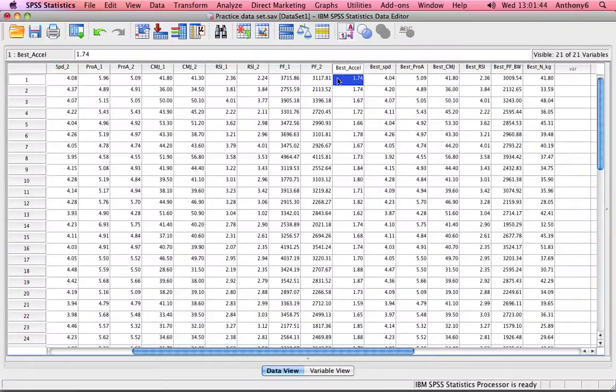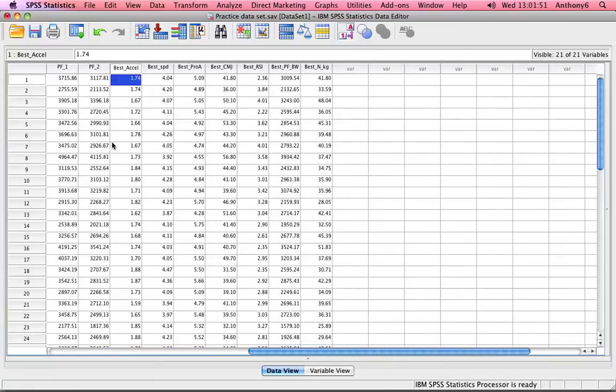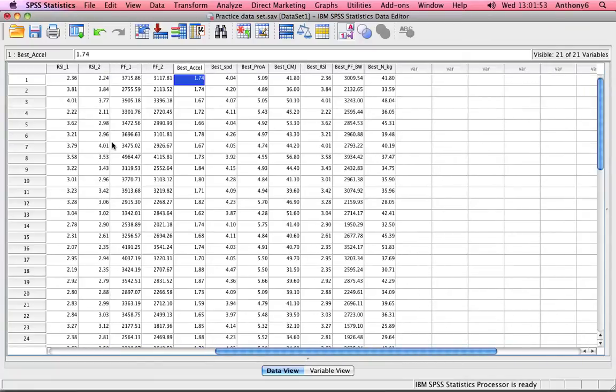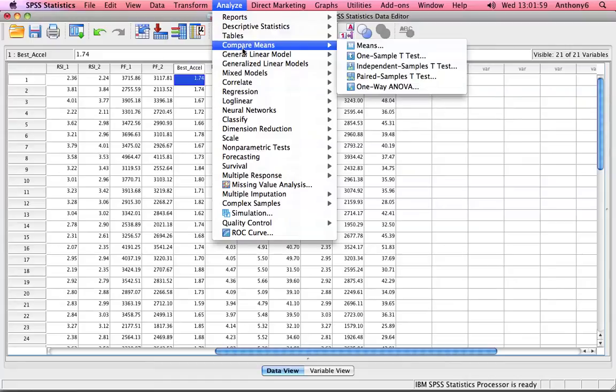So what we're looking for here is a comparison between the blue team and the green team. Essentially, who scored best on each of our tests. And we're going to go to Analyze, and we're going to go to Compare Means. Ultimately, that's what we're doing. We're comparing the mean score from the blue team to the mean score of the green team along each test.